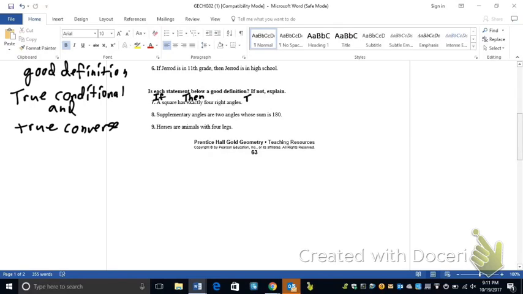But is that a good definition of a square? Well, let's flip it around and see what happens. We can say, if a polygon has 4 right angles, then it is a square. Now, is that always true? That's really the question we need to ask. Is that always true? And the answer is no. It is not always true, because other shapes can also have 4 right angles, specifically rectangles.